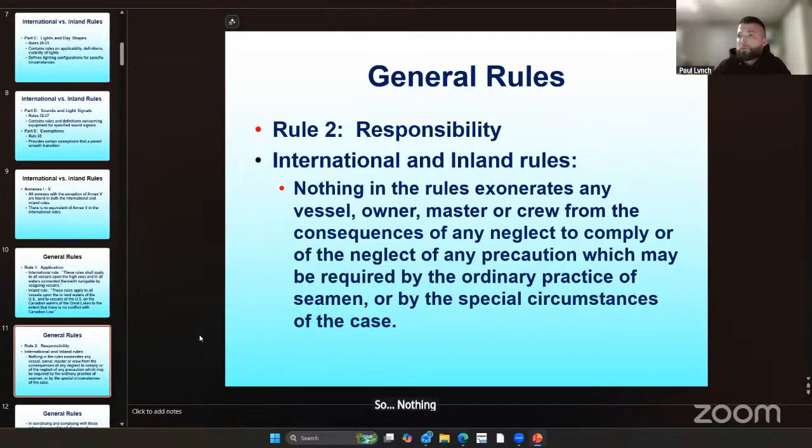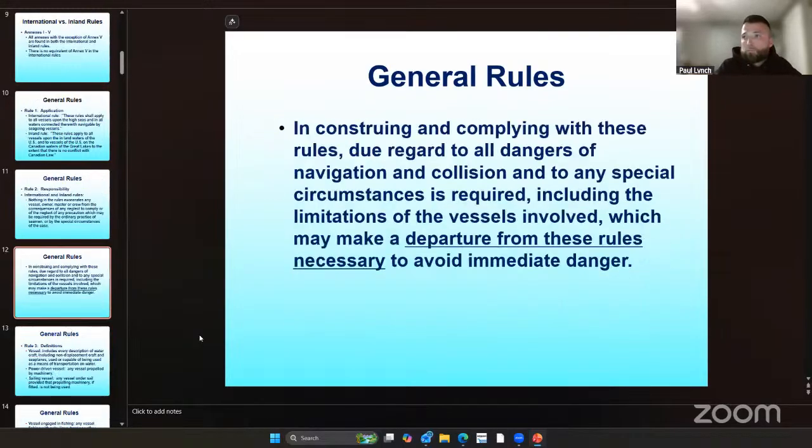Nothing in these rules, like I said, should interfere with your best judgment or common sense. Like I mentioned, you can depart from any of these rules of the road to avoid immediate danger. When does risk of collision exist? It's when you think it exists. It's not a maybe. It's a yes or a no. And if it's to avoid immediate danger, you can depart from any rules of the road.